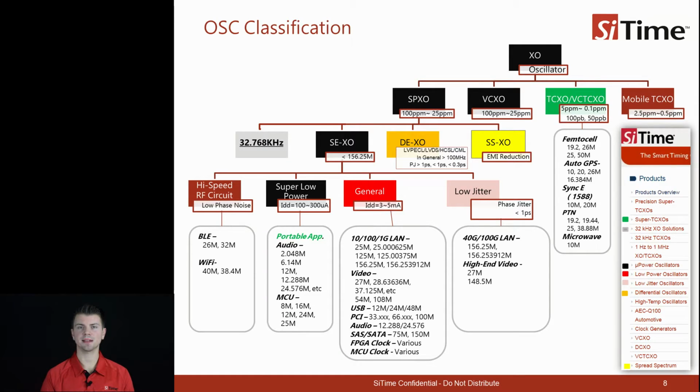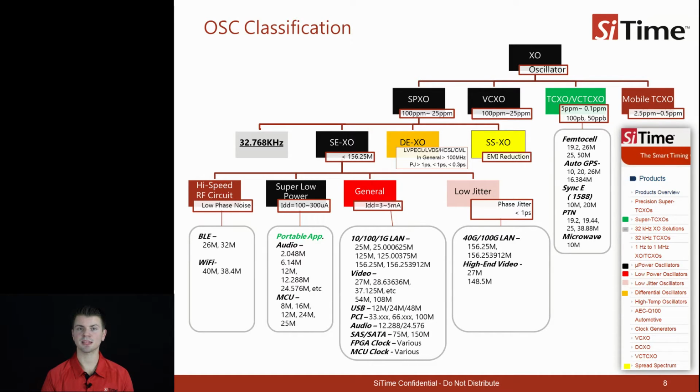In oscillator terminology, X represents crystal and O represents oscillator. Therefore, an XO is a crystal oscillator. This slide explains many subcategories of crystal oscillators. If you look at the SPXO, it is a simple package crystal oscillator, and it is a fixed frequency crystal oscillator in a standard package without any means of frequency control or temperature compensation.